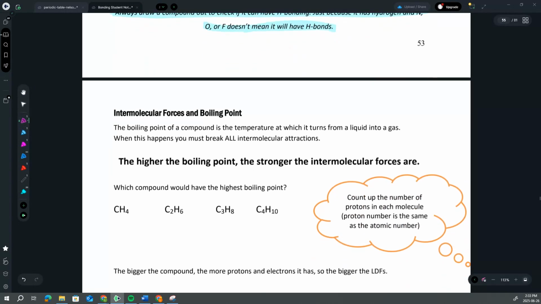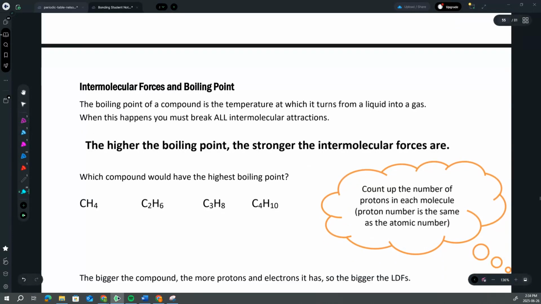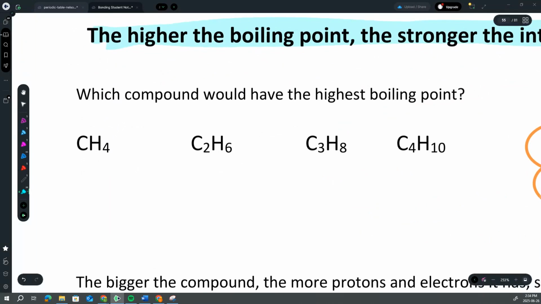All right. So intermolecular forces can help to determine boiling point. The boiling point of a compound is the temperature at which it turns from a liquid into a gas. When this happens, you end up breaking all intermolecular attractions. So the higher the boiling point, the more intermolecular forces you're going to have, or the stronger the intermolecular forces. So let's take a look at these four compounds here. Which would have the highest boiling point?